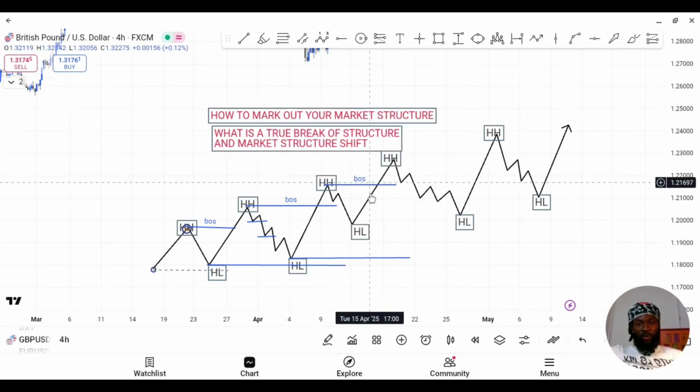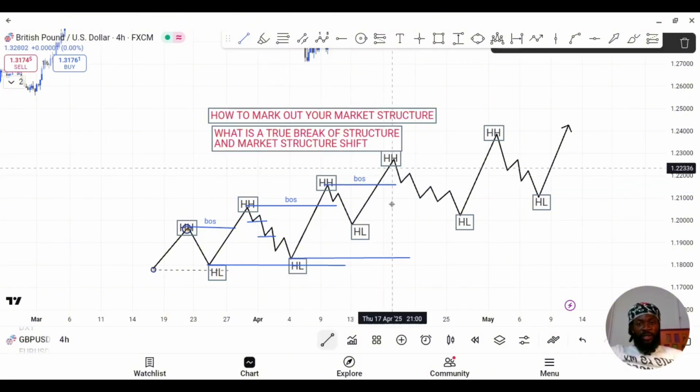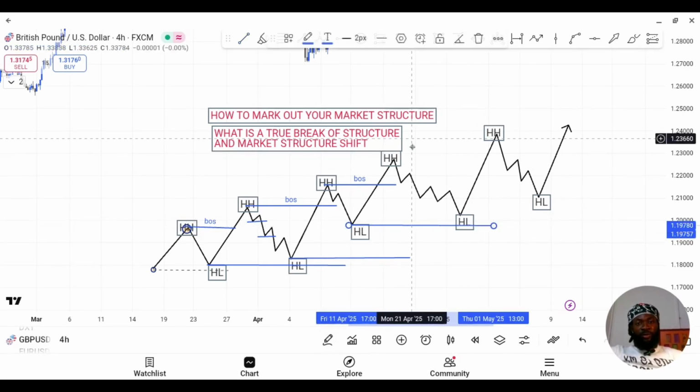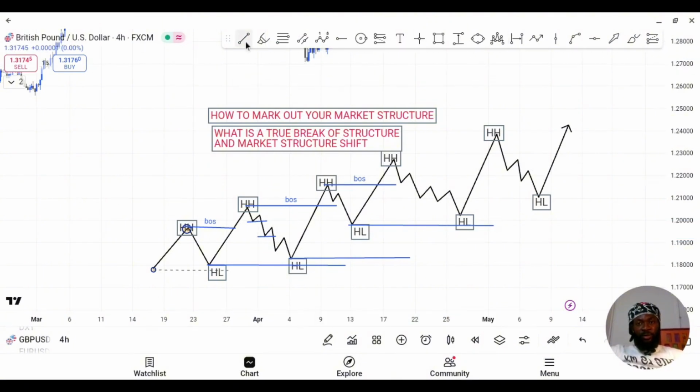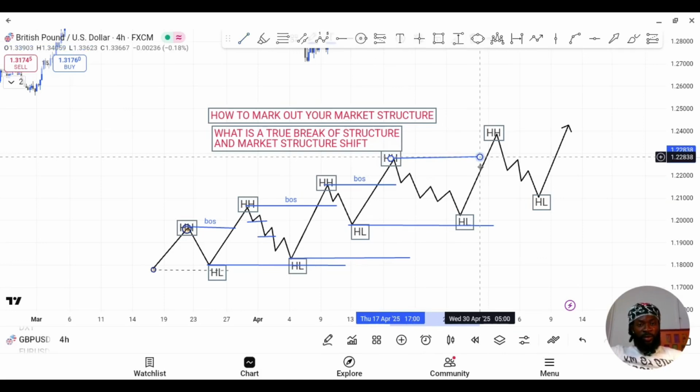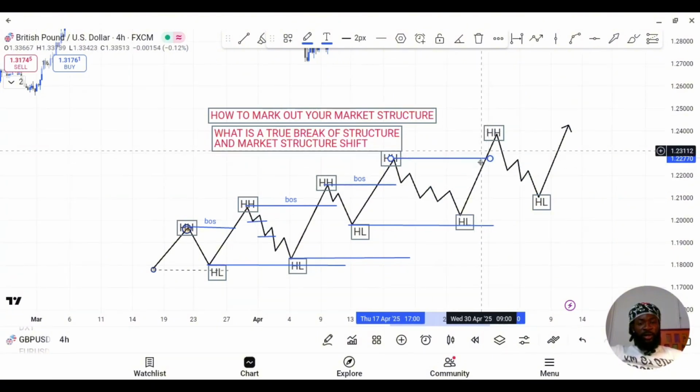Have another break of structure here. Now this is our protected low, which is the higher low. We have our new higher low now, and we have our new higher high now. I hope you are getting what I'm saying. This is our new higher high now. This is our price range.